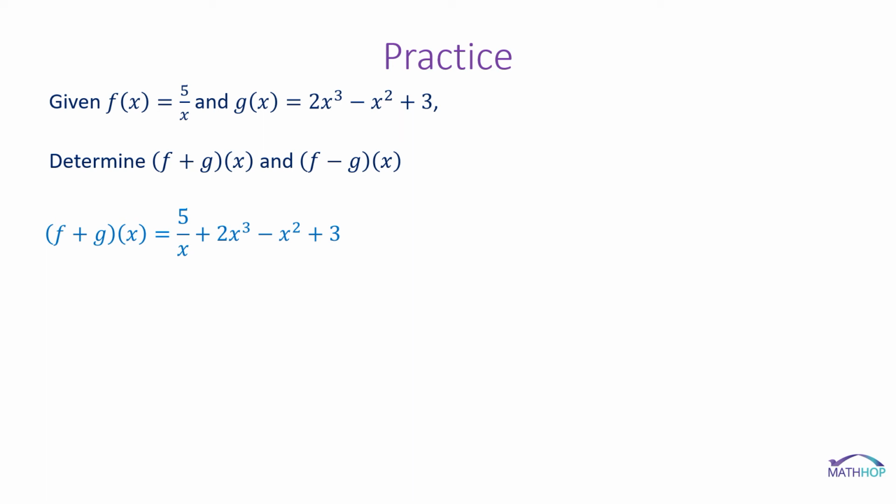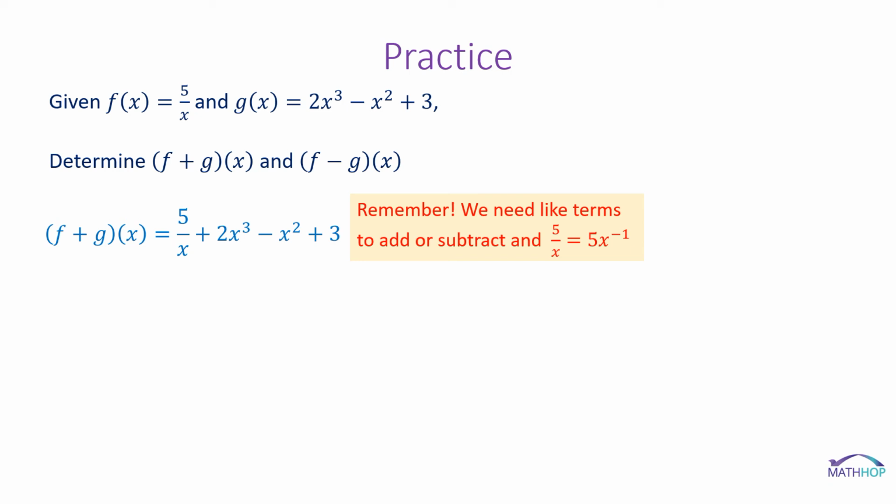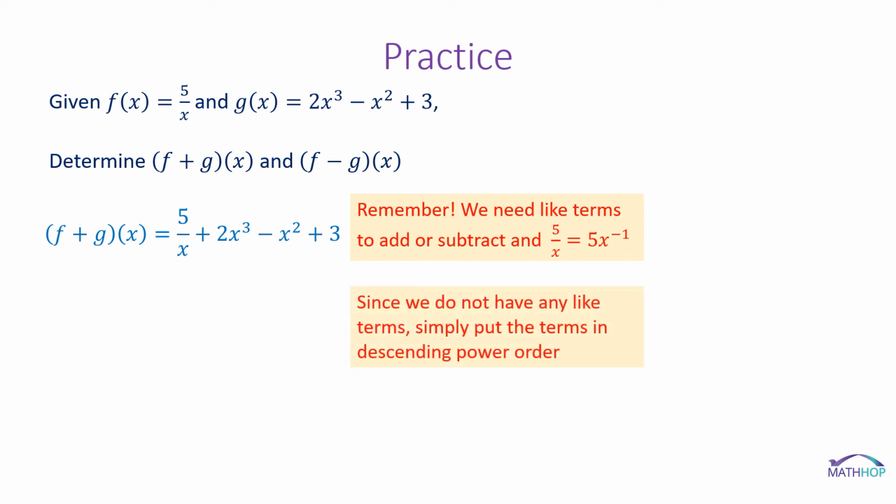Remember, when we add, we need like terms. And 5 divided by x is simply 5 times x to the negative 1. So we have no like terms. We have an x to the negative 1, we have an x cubed, we have an x squared, we have a 3, which is technically 3 times x to the 0 power. We have nothing that we can combine. So since we don't have any like terms, we simply put the terms in descending power order so that they're in standard form. Our answer, f plus g of x is 2x cubed minus x squared plus 5 divided by x plus 3.